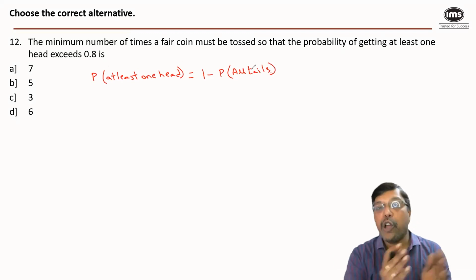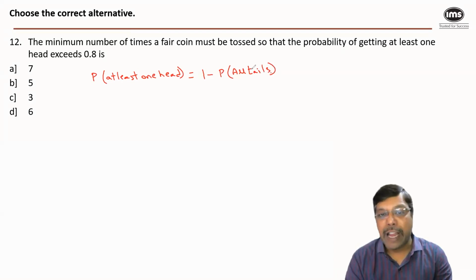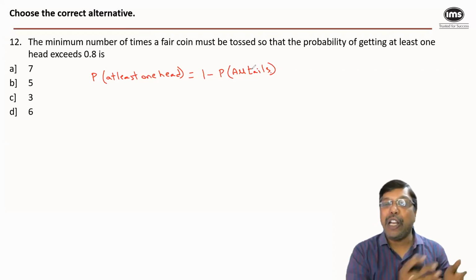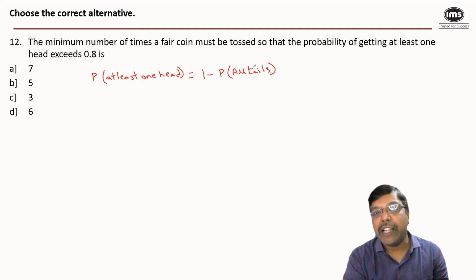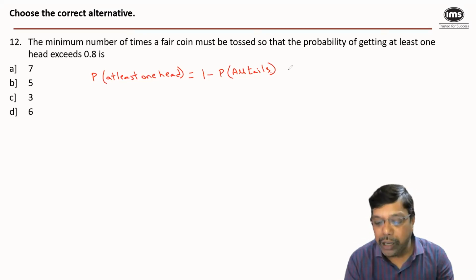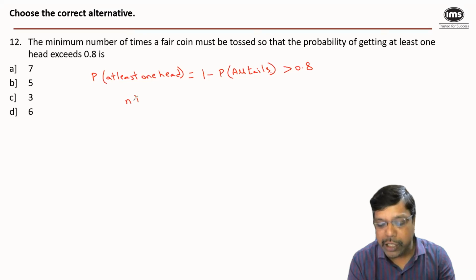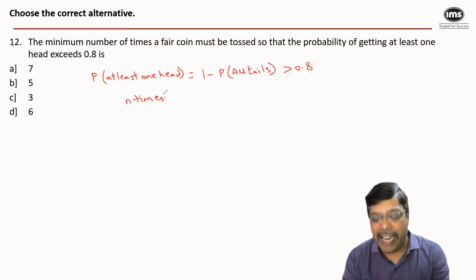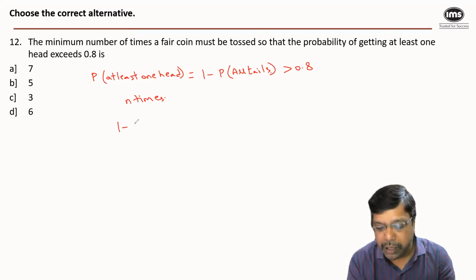I repeat, when I toss a coin a certain number of times, the probability of getting at least one head is nothing but 1 minus the probability that every time it shows a tail. And I want this to be greater than 0.8. Suppose the coin is tossed n times, then the probability that every time it shows a tail is 1 by 2 whole power n.